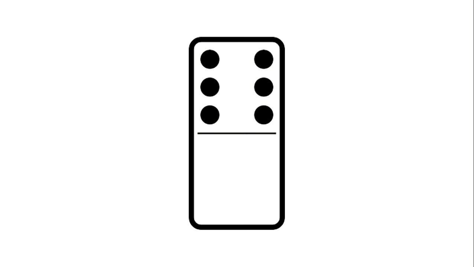And this is how the number 6 looks on a domino. So let's count them and see. 1, 2, 3, 4, 5, 6. Right, this is the number 6 on a domino.